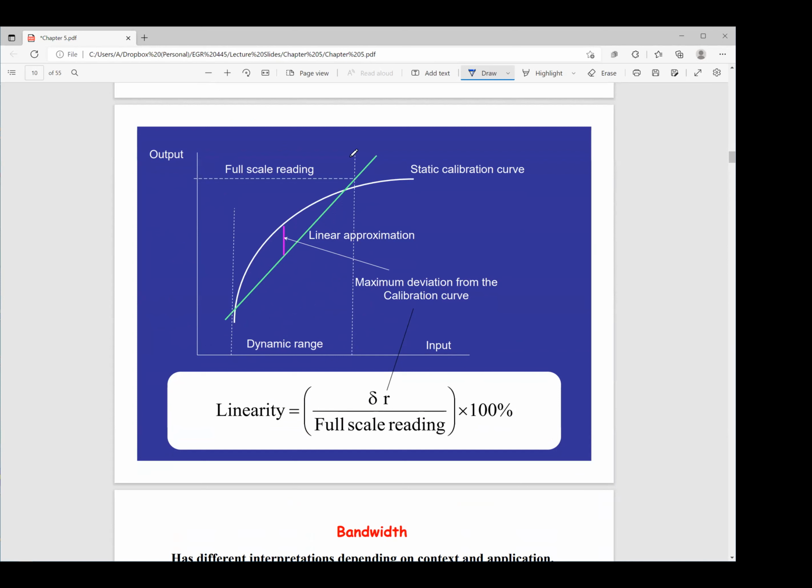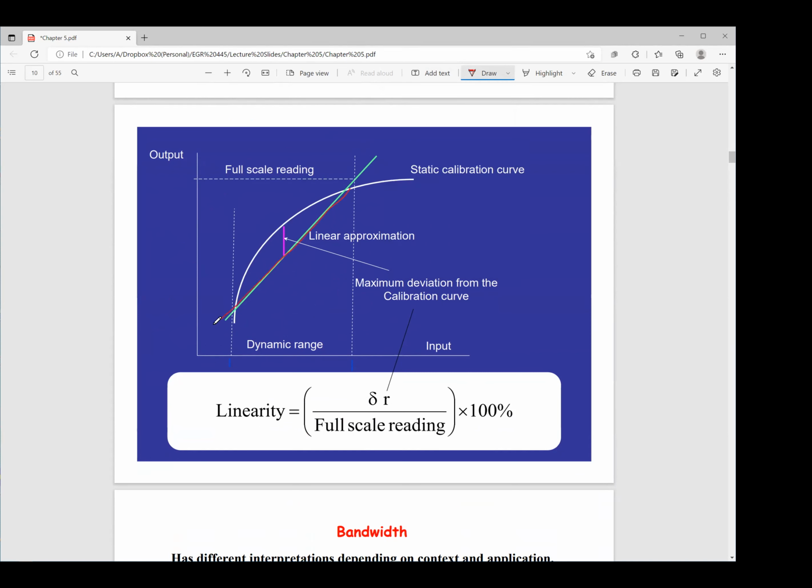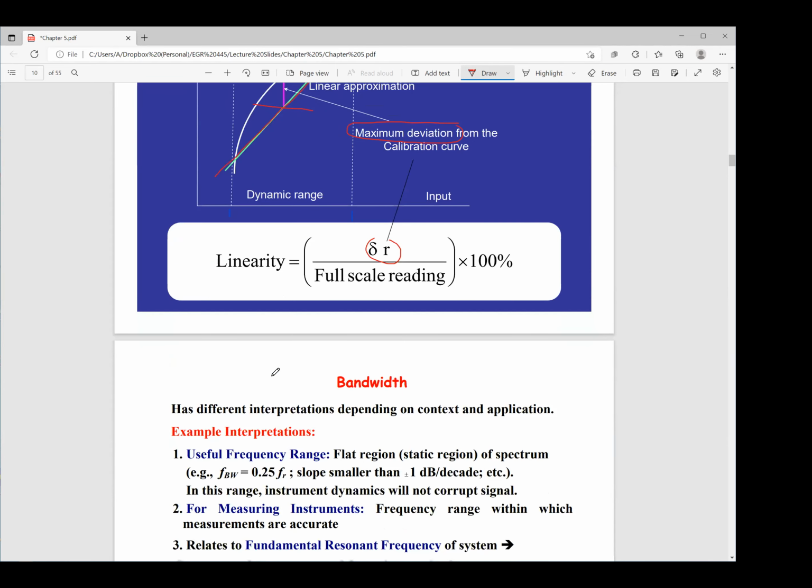So this is a simple chart that shows you the linear approximation. This is the dynamic range in which the system can be operating. And as you can see, this is the straight line that you see here. And the system response is actually nonlinear, but the maximum deviation is shown from the linear approximation over here. So this is the maximum deviation from the linear approximation. So linearity is this change, which is delta R, divided by the full scale output, FSO, or full scale reading.